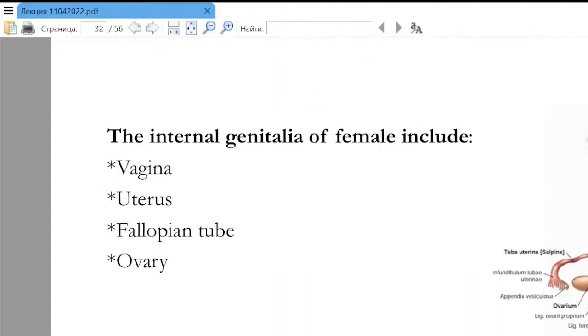The internal genitalia of the female include the vagina, uterus, fallopian tube, and ovarium.